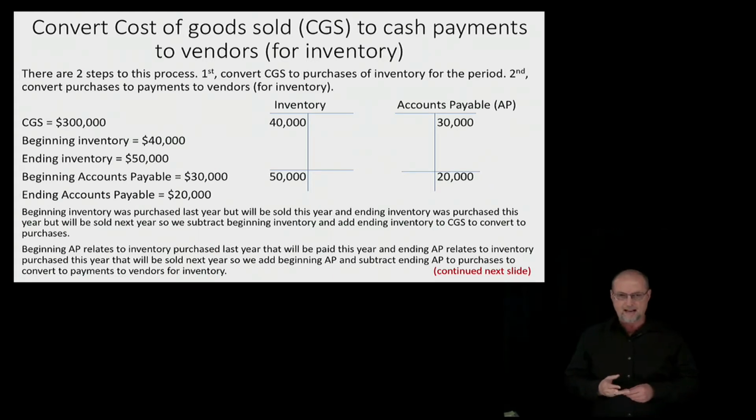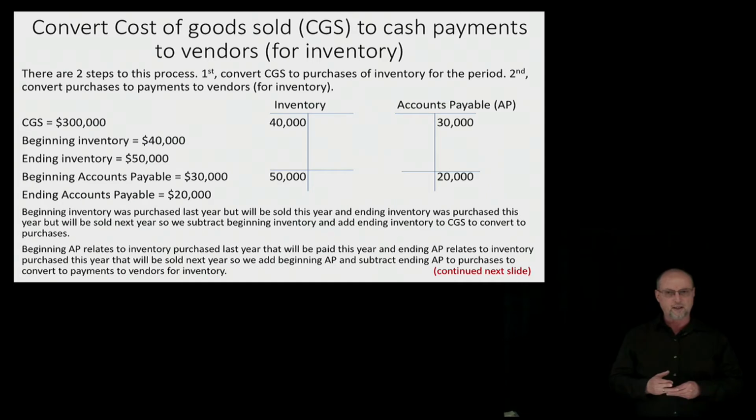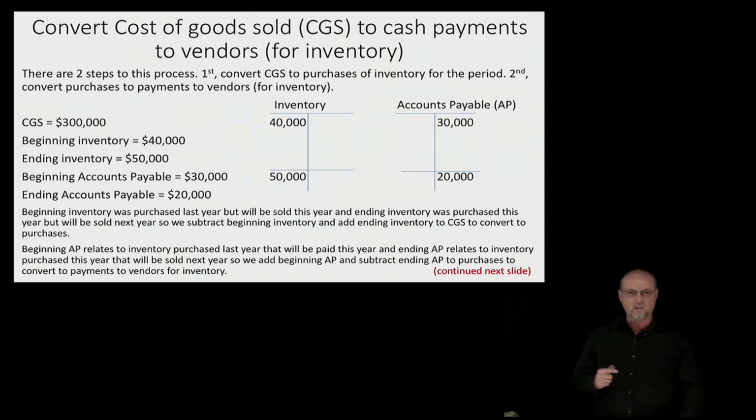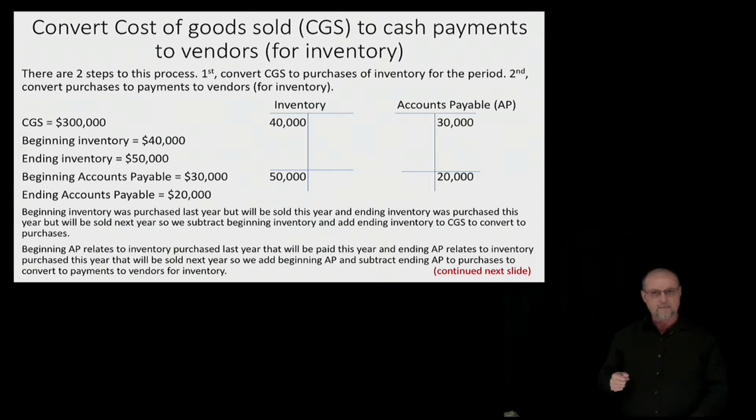Again, look at the balances beginning and ending and think of the journal entry. The beginning balance was last year's ending balance. Debit inventory, credit cash or accounts payable. But the important thing is that inventory, the beginning balance, was purchased last year. It's not part of this year's purchases. However, that's going to get used this year and it's going to go into cost of goods sold.